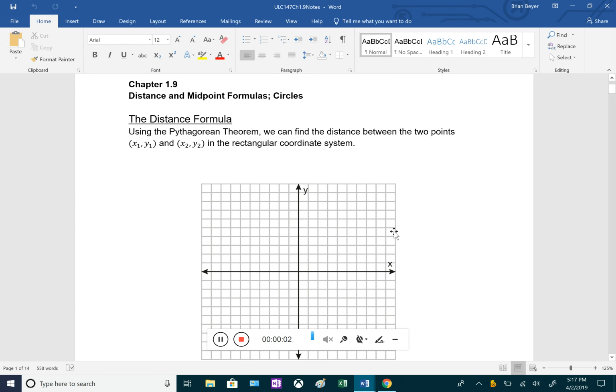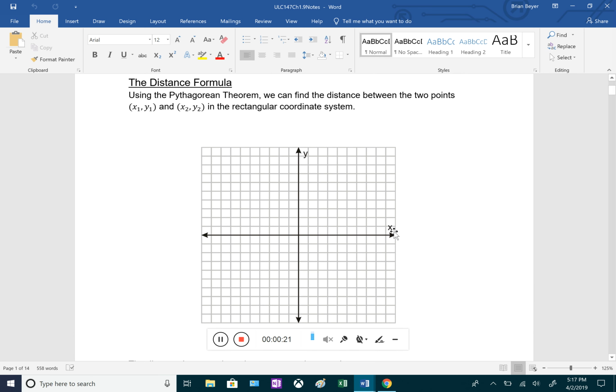Chapter 1.9 is the distance formula, midpoint formula, and we'll be getting into circles as well. So starting with the distance formula. This formula is going to tell us the distance between 2 points in the rectangular coordinate system. We'll call them x1, y1, and x2, y2. And this actually comes from the Pythagorean theorem.